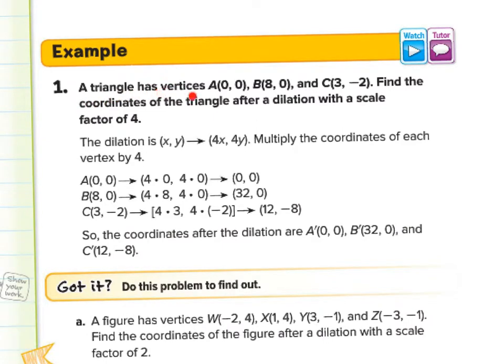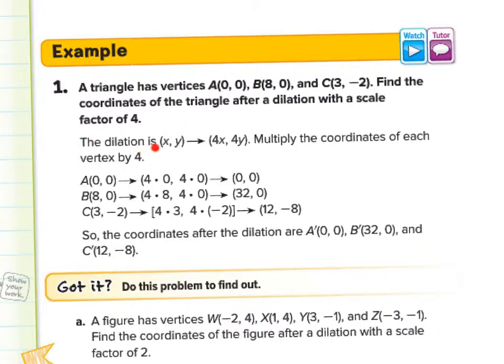A triangle has vertices A (0, 0), B (8, 0), and C (3, -2). Find the coordinates of the triangle after a dilation with a scale factor of 4. So it looks like we are quadrupling our size, right?